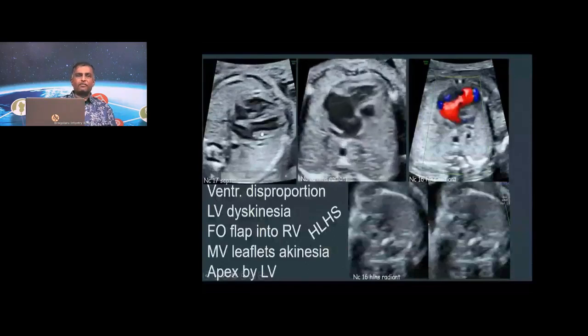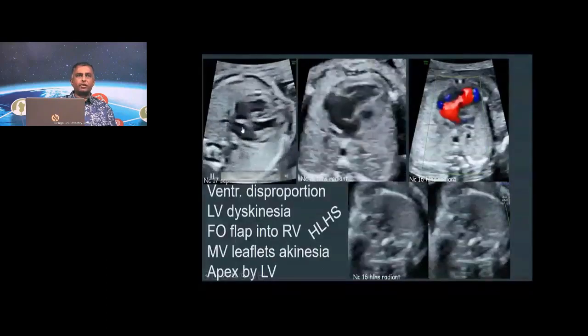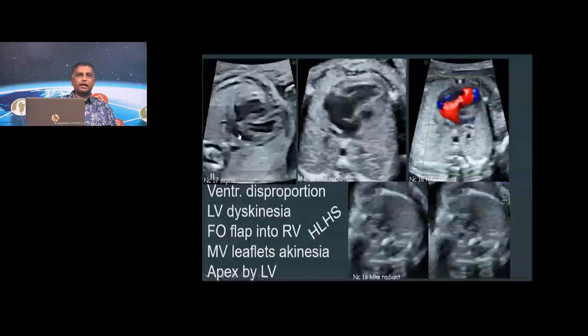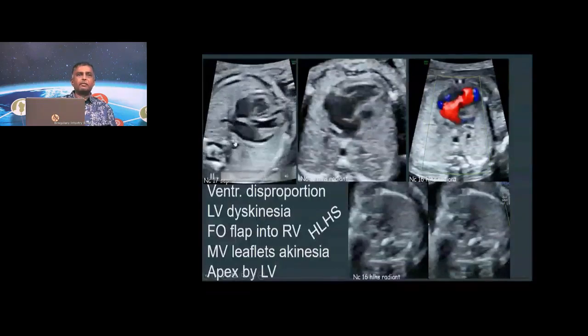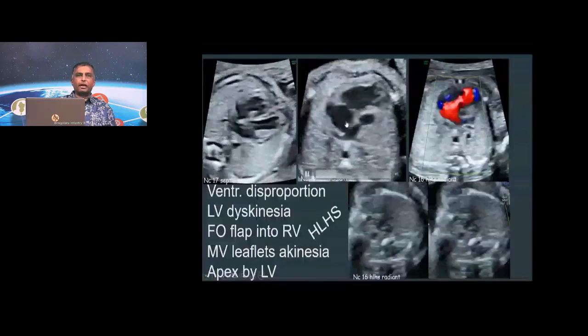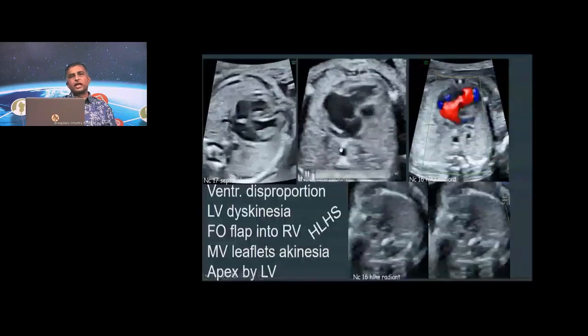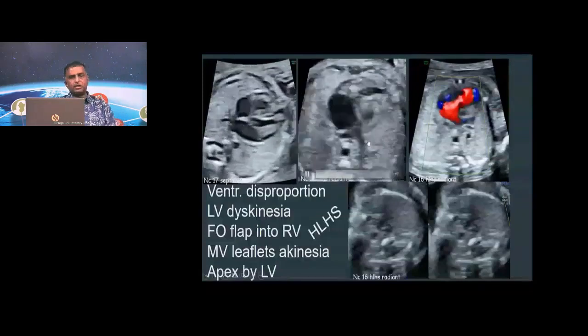The foramen ovale flap, which should always normally open into which chamber? Into the left atrium. That is how you mark the left atrium. You mark the left atrium because of the pulmonary veins going there, and also the flap of the foramen ovale is there. That's the flap opening into the left atrium, and here you find the flap bulging into the right atrium, all features telling you that this is hypoplastic left heart syndrome.